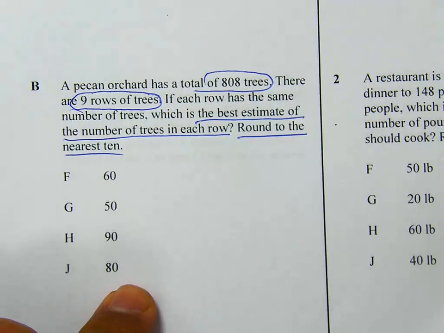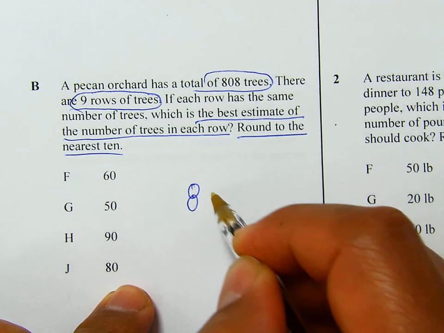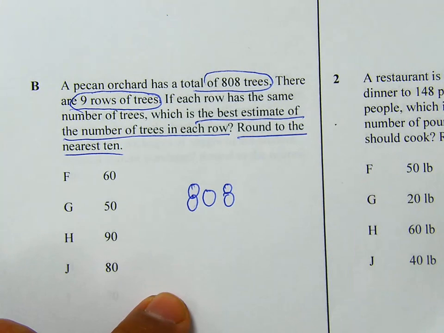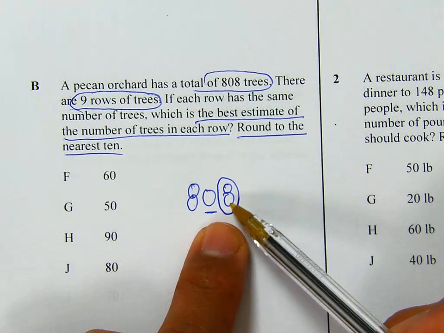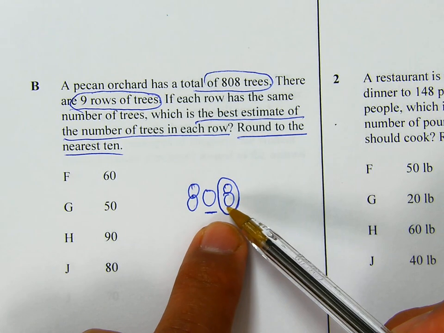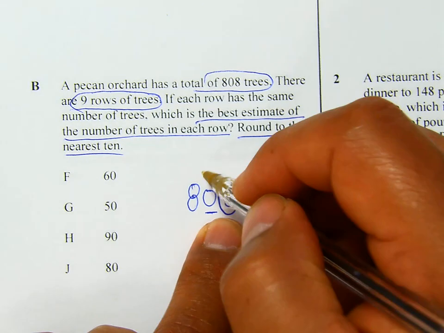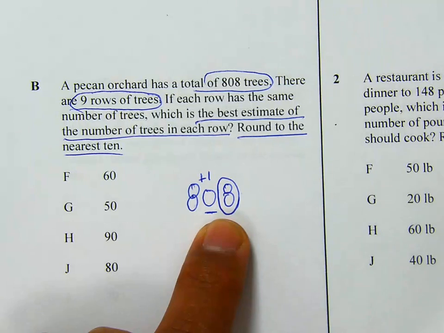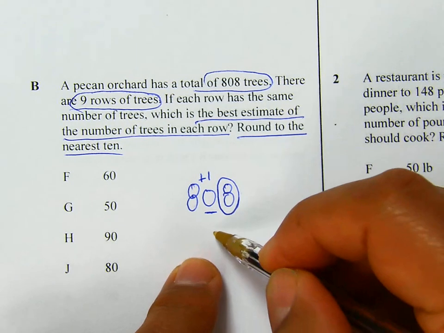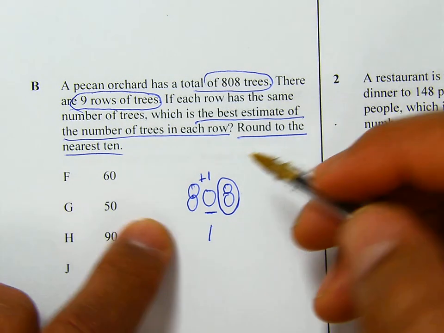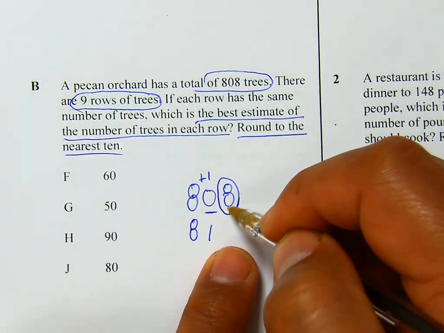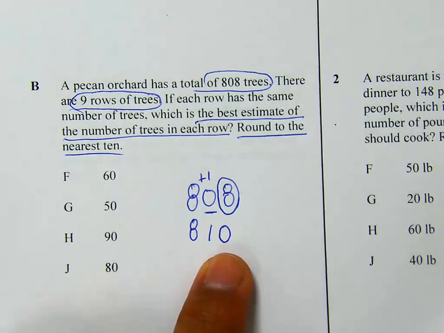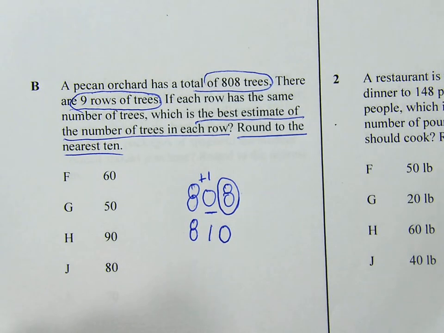So we look at the number of trees, 808. I'm going to round that to the nearest 10. So this is the tens place, and I circle the ones place. So I look at the 8. Is 8 greater than 5 or is it less than 4? We know it's greater than 5, so that means we're going to add 1 more to the tens place. So 1 plus 0 is 1. And the 8 in the hundreds place stays the same. The 8 in the ones place becomes a 0. So 808 rounds up to 810.